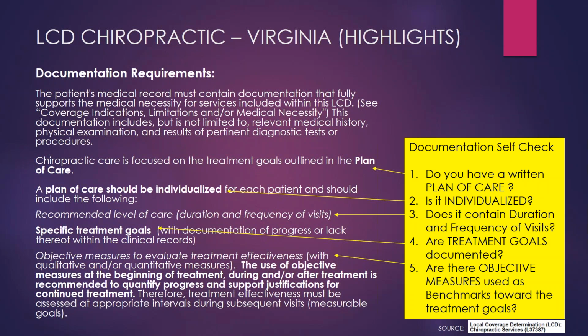So if you're doing a documentation self-check, ask yourself this question: do you have a written plan of care for each of your patients? Not just Medicare, but for your commercial patients and even your cash patients, because you want it all to be the same. Is the plan of care individualized, or are you too cookie cutter? Are you doing 36 visits for every patient regardless of whether they need it or not? Does the treatment plan contain duration and frequency of visits? And are you documenting treatment goals? And are there objective measures used as benchmarks towards those treatment goals?